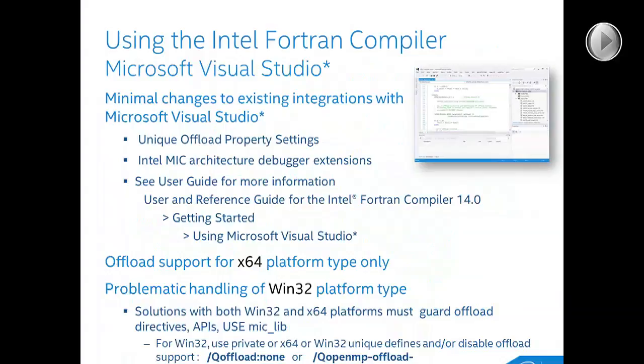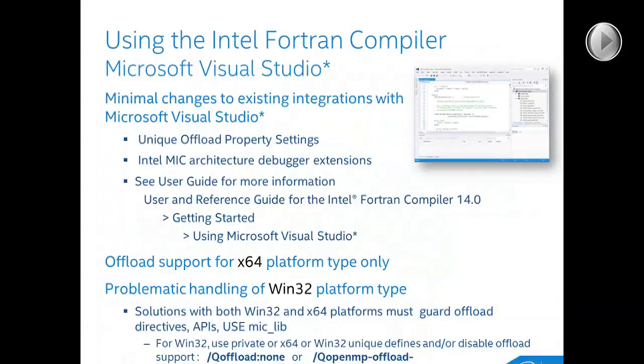Now, with respect to the offload programming model, this is supported only with the x64 platform type. And unfortunately, under our current implementation with the Service Pack 1 release, we do have some problematic handling that can occur. And this only occurs for solutions where you have both the Win32 and the x64 platform types, and you've added some support to use the offload model within your source code, and that source code is visible to the Win32 platform type at build time. If you fit all of those requirements, what you would want to do temporarily for the Win32 platform type is just disable the recognition of those offload directives.